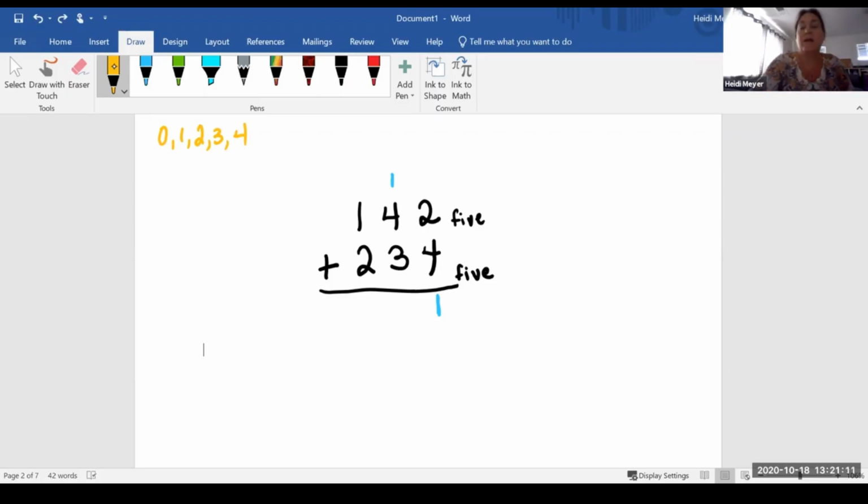And I also often will write out the place value just to remind myself. I don't need more than 2 places because we're only ever working with 2 digits at the same time. 2 plus 4 is 6. That's one group of 5 plus one group of 1. That's a 6.